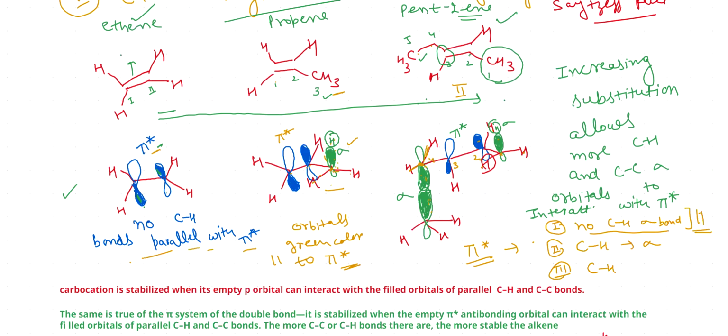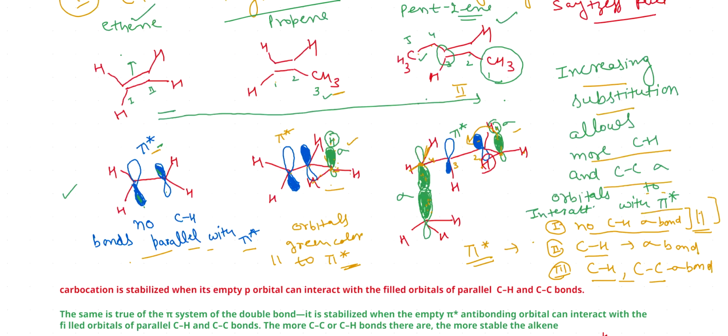In the second case, there is one CH sigma bond that is parallel to the pi star antibonding orbital. In the third case, there is one CH sigma bond and another one is one CC sigma bond. So the more CH and CC sigma bonds, the more they will interact with this pi star antibonding orbital. When they interact more with the pi star antibonding orbital, the molecule will be more stable. So increasing substitution allows more CH and CC sigma orbitals to interact with the pi star orbitals.